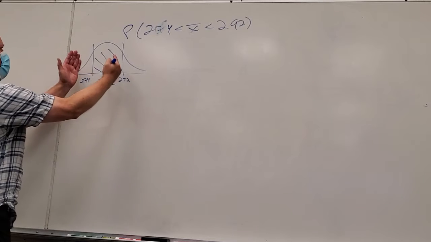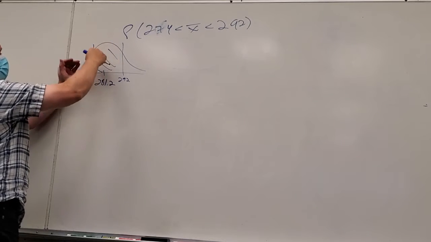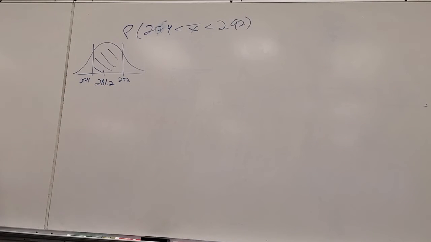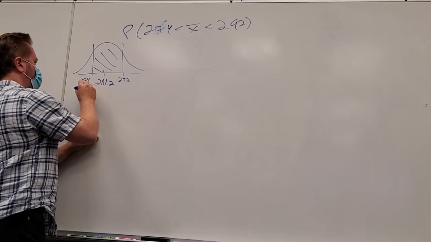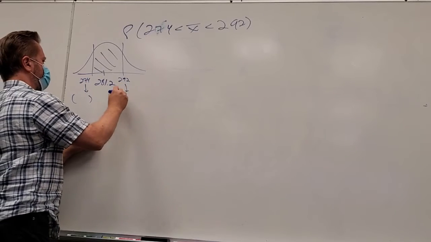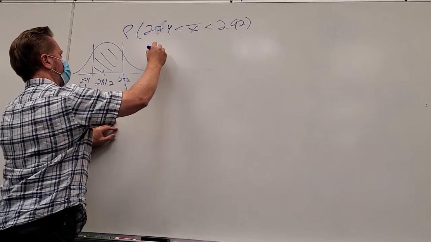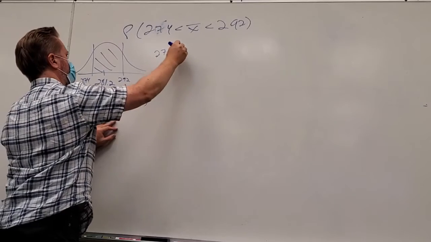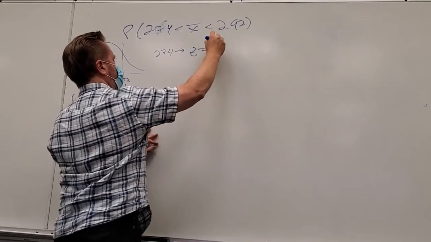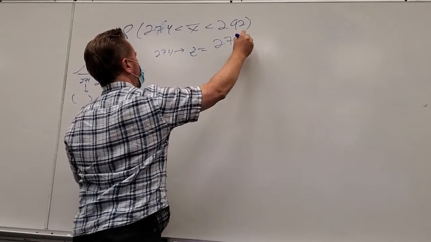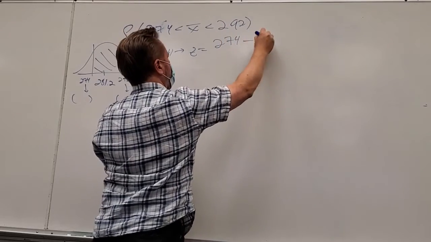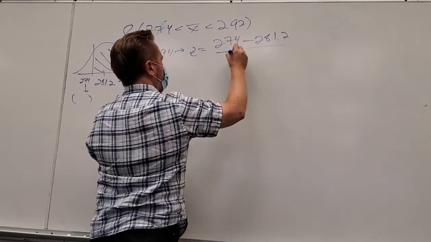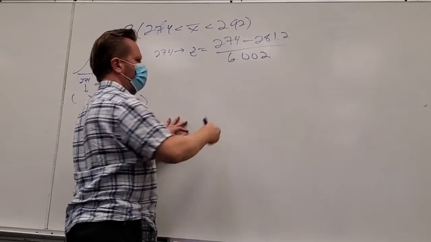So it's in the meat of this thing. It's where a lot of stuff is. So maybe it's going to be kind of, it's hard to tell. And then I want to convert both of these to z-scores. So to do 274 would be my data point minus the mean divided by the new standard deviation, which I think was that, right?